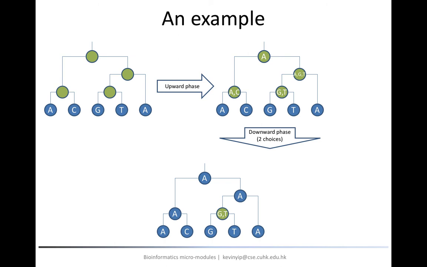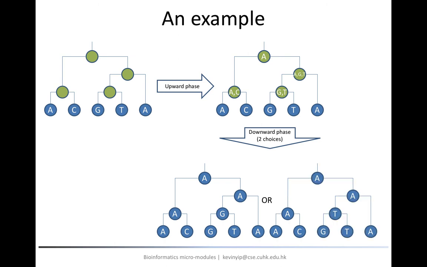Now, for the left child of this node, the preference set contains G and T, both of which are different from the parent's choice, which is A. In this case, it can freely choose any nucleotide in its preference set. If it chooses G, one solution is obtained. If it chooses T, another solution is obtained. We can verify that both solutions have 3 mutations in total along the branches, and are thus optimal solutions.